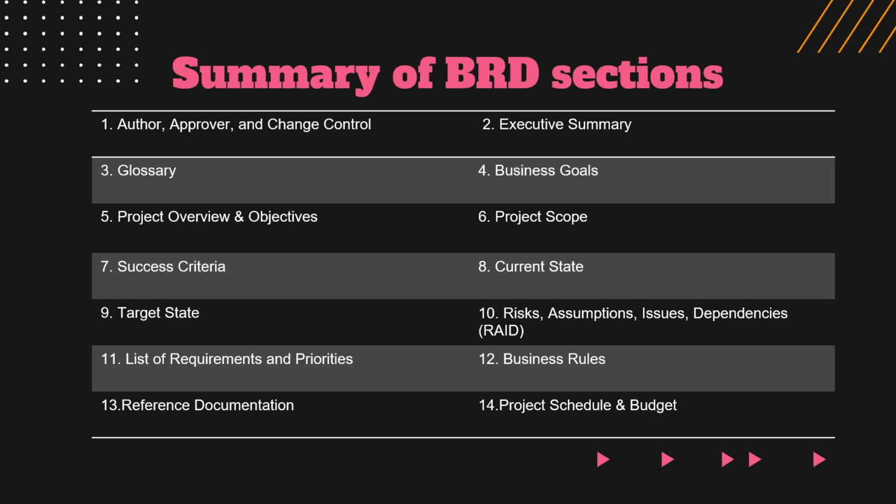This slide will provide a summary of the 14 sections. 1. Author, approver and change control. 2. Executive summary. 3. Glossary. 4. Business goals. 5. Project overview and objectives. 6. Project scope. 7. Success criteria. 8. Current state. 9. Target state. 10. Risks, assumptions, issues and dependencies. 11. List of requirements and priorities. 12. Business rules. 13. Reference documentation. 14. Project schedule and budget.